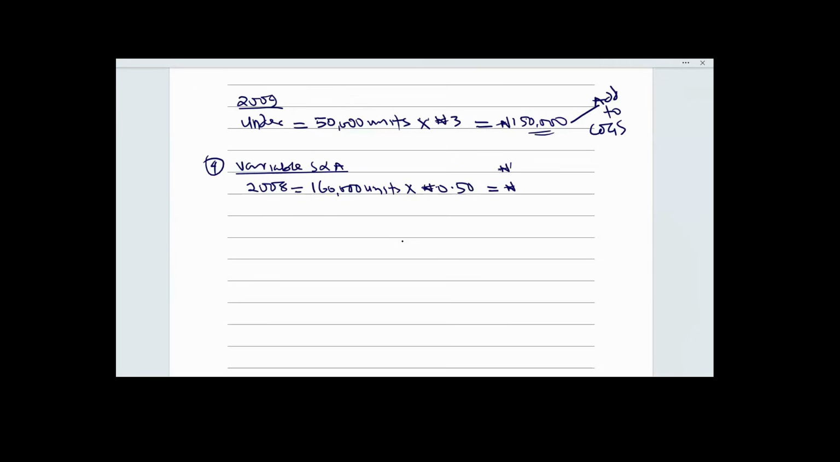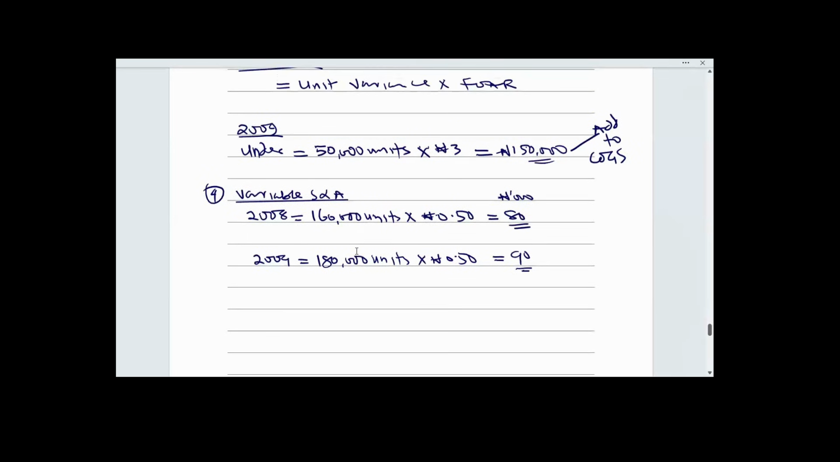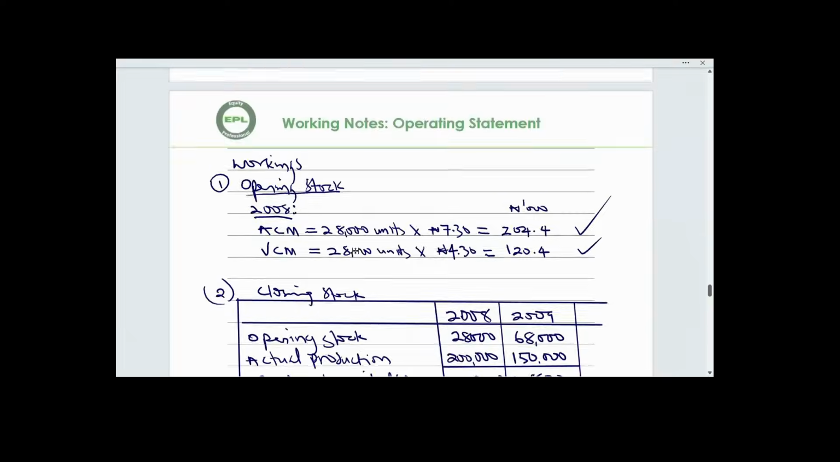Our figures are in thousands. Please don't go and make mistake. Our figures are in thousands. Okay. Then in 2009, let's do once and for all. In 2009, how many units were sold? 180,000 units were sold. Multiply by 50 kobo. So that will give us 90,000. So variable selling and admin expenses in 2008 was 80,000.